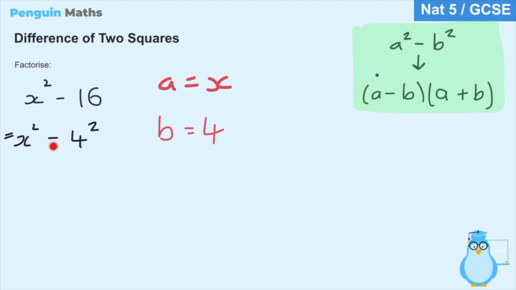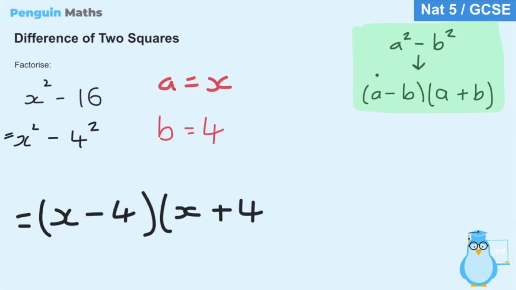So because we can write this expression in the form of a squared minus b squared, that means that to factorise it, we can put it in brackets in this form here, a minus b, a plus b. And if a is x, b is 4, that means we can just simply write our expression as x minus 4, x plus 4. And just to prove that we've done this correctly, we can multiply this out again and we should get the same answer as at the beginning.